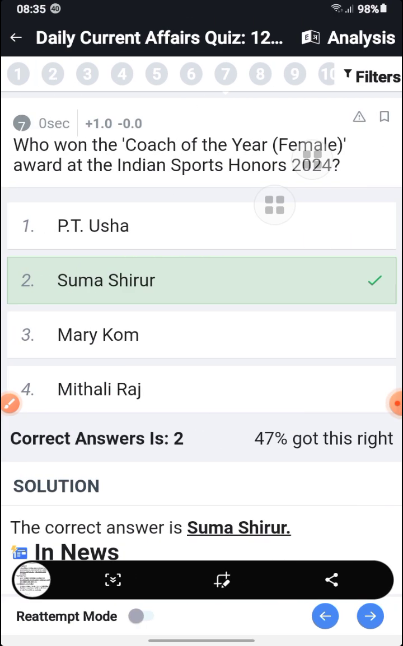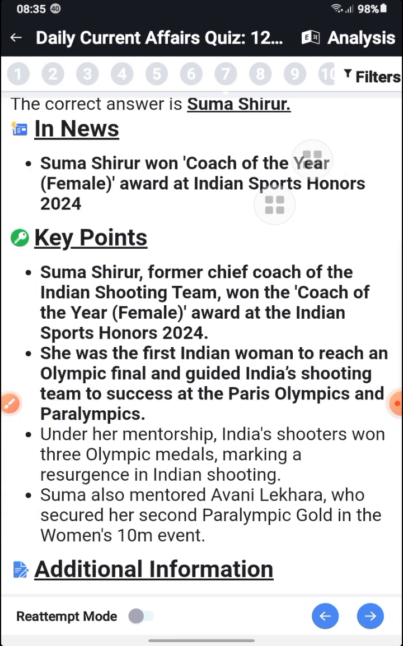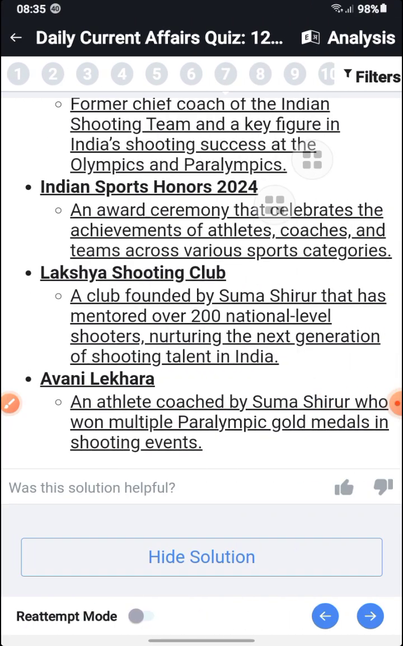Who won the Coach of the Year award? That was Suma Shirur, who won the Coach of the Year award at the Indian Sports Honours. She was the first Indian woman to reach an Olympic final, and guided India's shooting team for the Olympics. Avani Lekhara is an athlete coached by Suma, who won multiple Paralympic gold medals. The Lakshya Shooting Club was founded by a national level shooter, nurturing the next generation of shooting talent. The Indian Sports Honours are given across various sport categories.